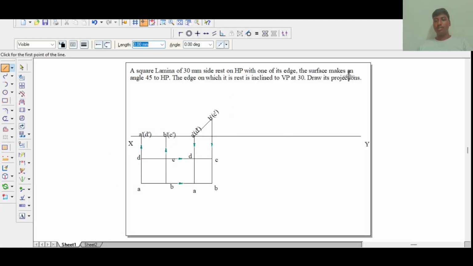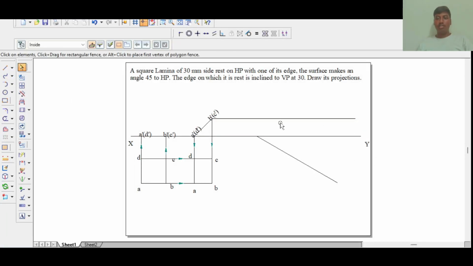And then for the next part of the question, the edge on which it rests is inclined to VP at 30 degrees. So next, take a point on XY line and then take the angle as minus 30 and then draw until a convenient point. And then draw a normal line from B dash C dash point, which is parallel to XY line, to any convenient length. And then change the inclined line to normal line.